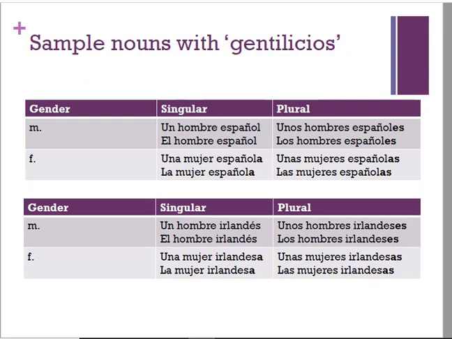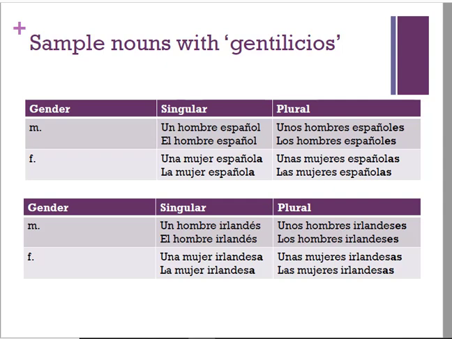In these samples we're giving you place names, gentilicios. Un hombre español, una mujer española, un hombre irlandés, una mujer irlandesa. El hombre español, la mujer española, el hombre irlandés, la mujer irlandesa. Los hombres españoles, las mujeres españolas, los hombres irlandeses, las mujeres irlandesas, or unos hombres españoles, unas mujeres españolas, unos hombres irlandeses, unas mujeres irlandesas.